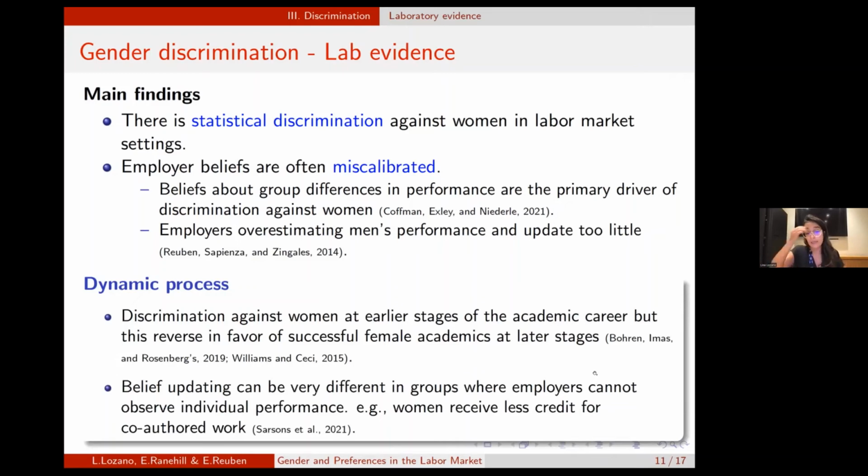At the same time, belief updating can be very different in groups where employers cannot observe individual performance. So, for instance, this is a nice paper on women receiving less credit for co-authored work, where it's really impossible to understand how much of the contribution was by one of the co-authors, and female co-authors seem to be penalized by this, especially junior ones, whereas men are not.